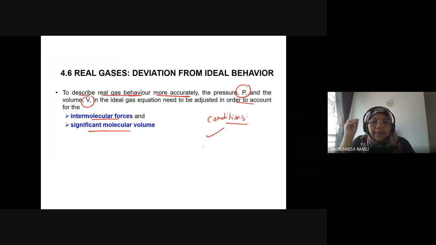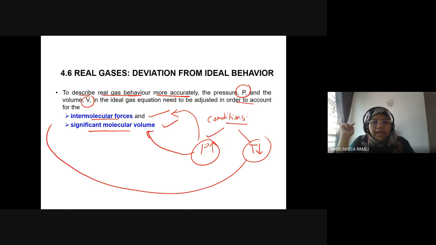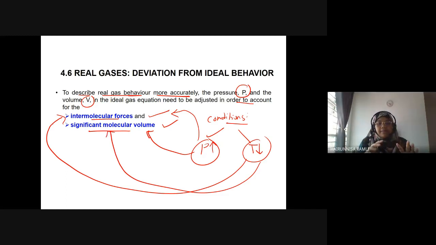Conditions dia, benda ni berlaku apabila the pressure is very high and the temperature is very low. So ada dua kan? And then apa yang dia nak adjust? Dia nak adjust intermolecular forces and also molecular volume, pun ada dua. Okay, so dua-dua ada dua. So with this pressure, it can go for the intermolecular forces and also the molecular volume. For the temperature pun sama, it can go for both. For these two conditions, they can affect both.